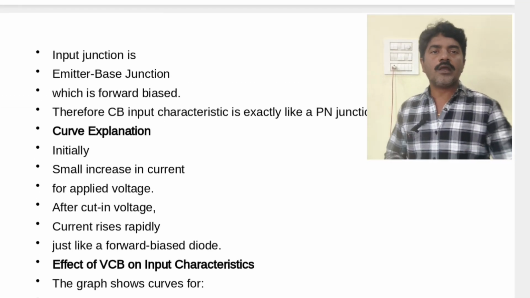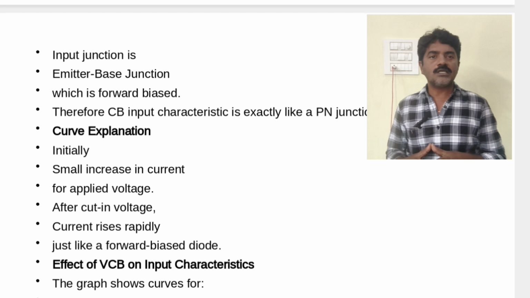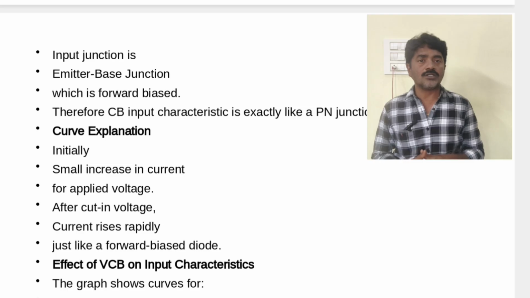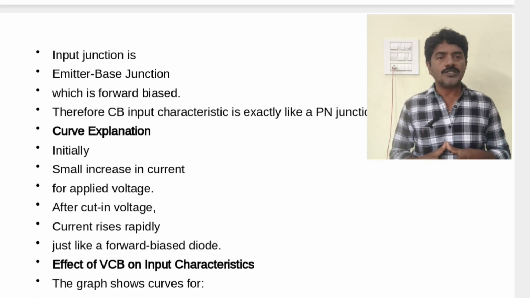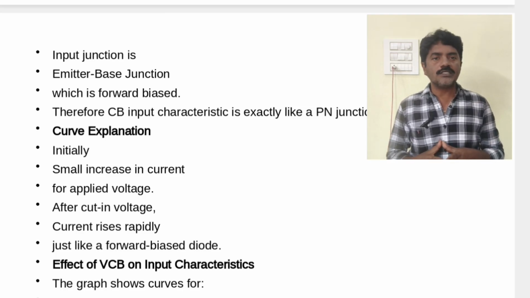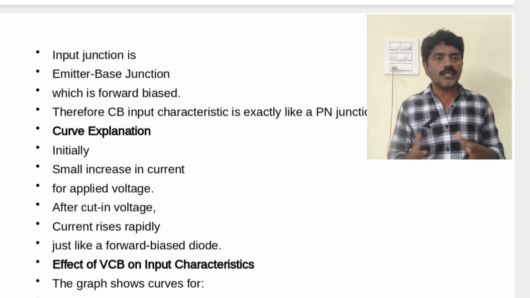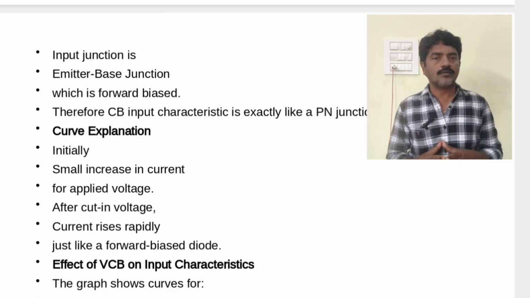The input junction is the emitter-base junction, which is in forward bias. Therefore, CB input characteristics are similar to a PN junction, as you already know. Curve explanation: initially there is a small increase in current for applied voltage, and after the cut-in voltage the current gradually increases, just like a forward biased diode. After the cut-in voltage, the forward bias current increases abruptly.